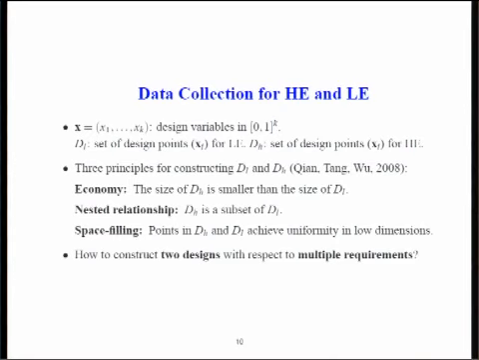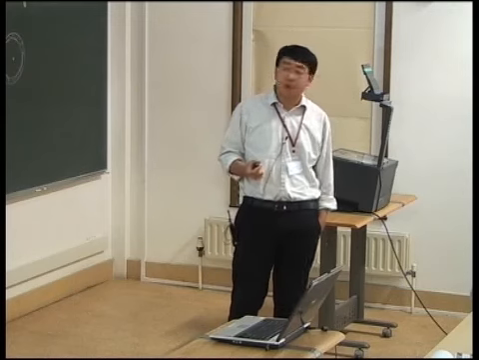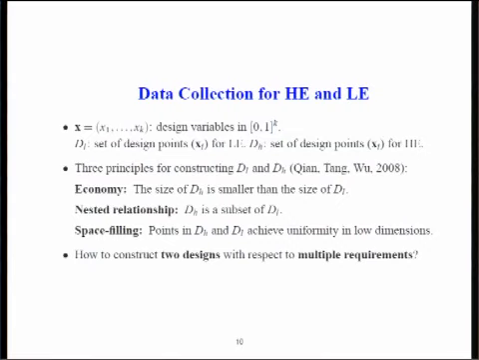So this one is for the modeling perspective. The second one is more for the nature of computer experiments, because the surface for LE and HE can be very complicated. So in the design stage, we want to allocate the points as uniformly as possible. So we propose what is called the space filling property. So these are 3 principles.